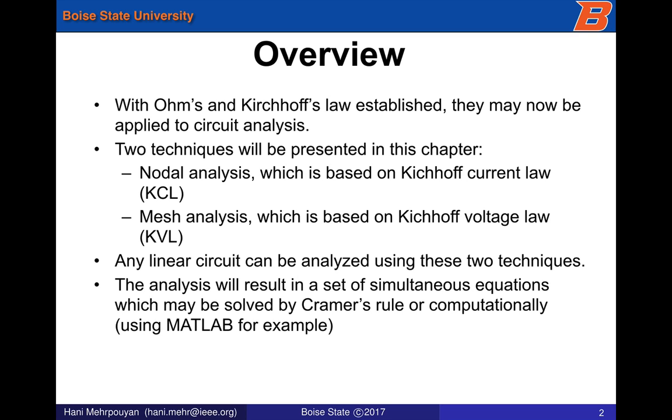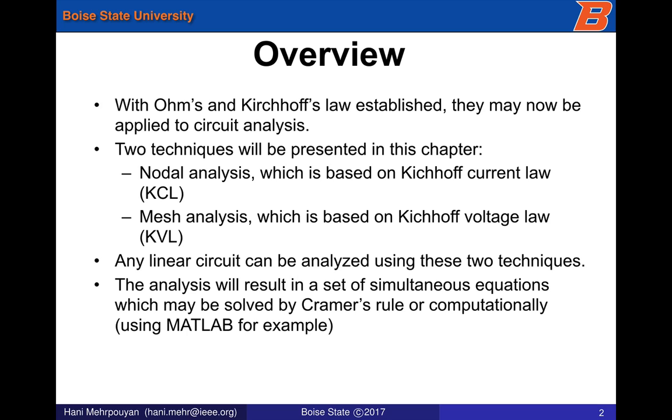Now, two techniques will be introduced in this circuit. One is nodal analysis, which is mainly based on Kirchhoff's current law, or KCL, and then mesh analysis, which is mainly based on KVL. Now, any linear circuit can be analyzed using these two techniques.